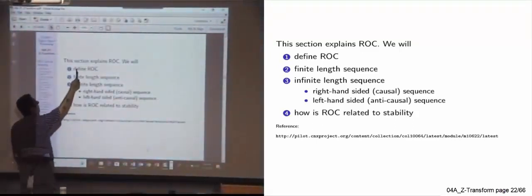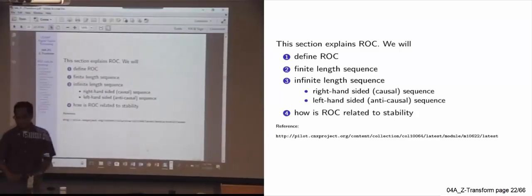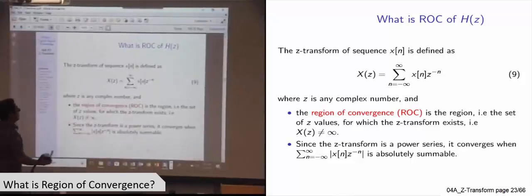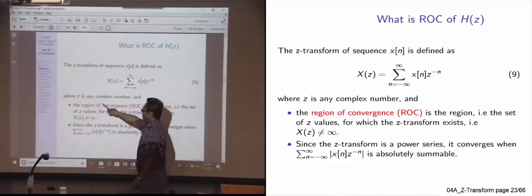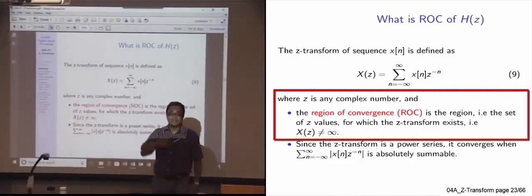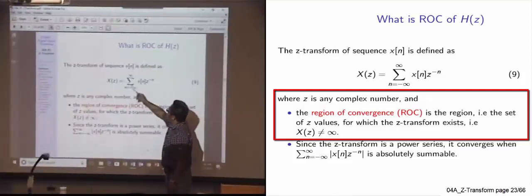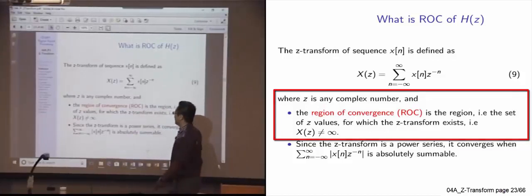We are first going to define what ROC is. Then we'll find the ROC for a finite sequence, for an infinite sequence, and then talk about how ROC is related to stability. The word ROC means region of convergence. Region of what? Region of z. What is z? The set of complex numbers, the values of complex number that will make, in this example, X(z) not equal to infinity. Okay?